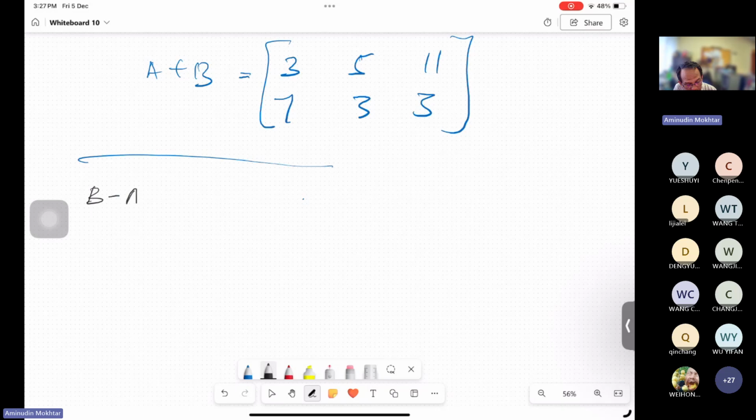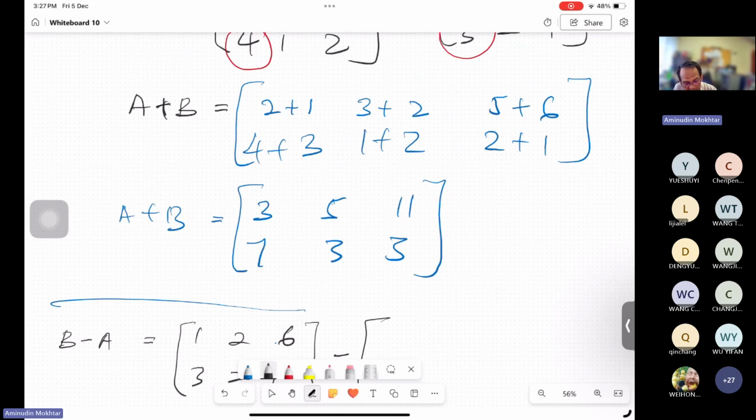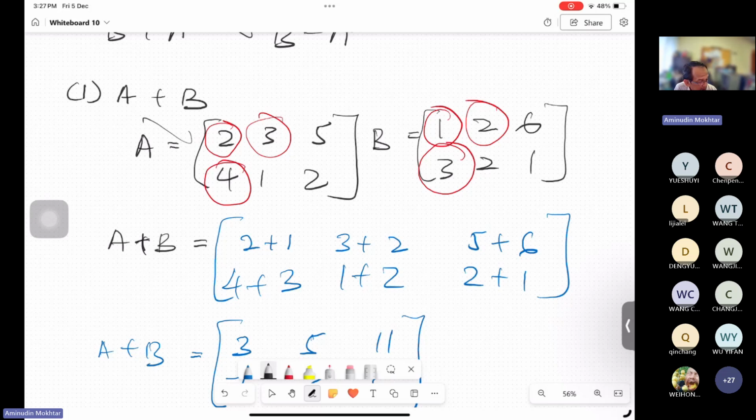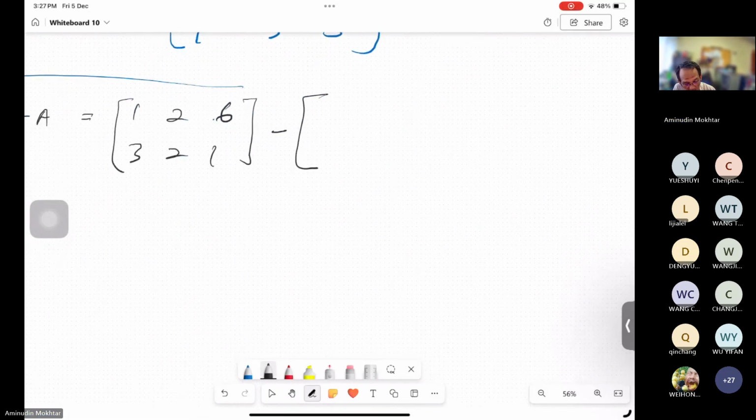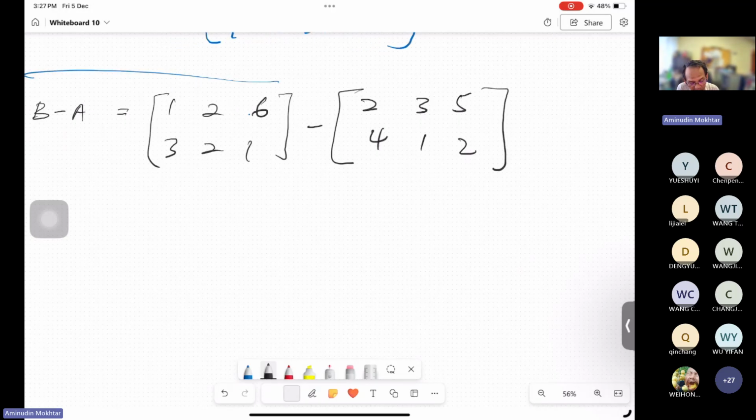B minus A. The first matrix now is B. So B is 1, 2, 6, 3, 2, 1. That is B. Minus matrix A. What is matrix A? Matrix A again, 2, 3, 5, 4, 1, 2. That's B minus A. The first matrix is B, the second matrix is A.